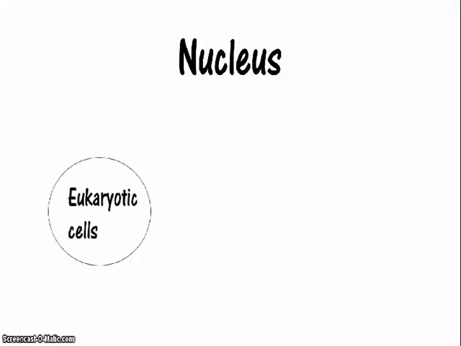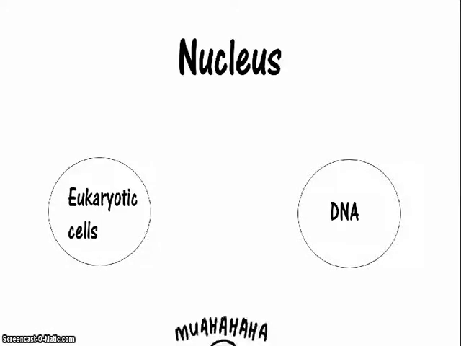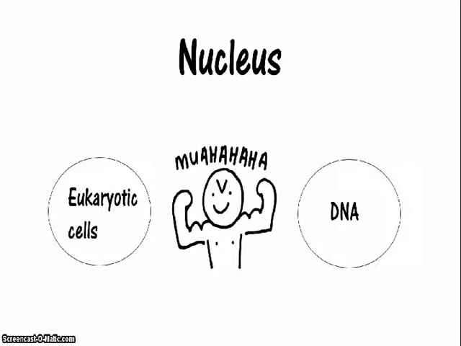So we'll start with the nucleus. The nucleus is found in all eukaryotic cells. It contains the genetic information in the form of DNA. This is why it controls the cell activities like a boss.